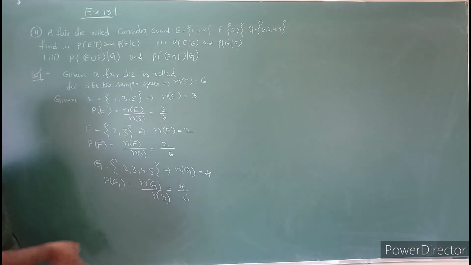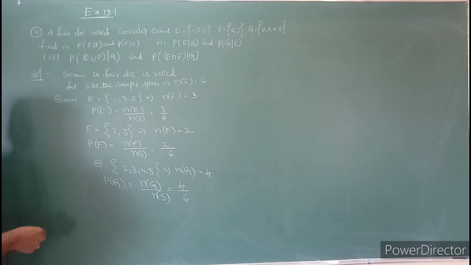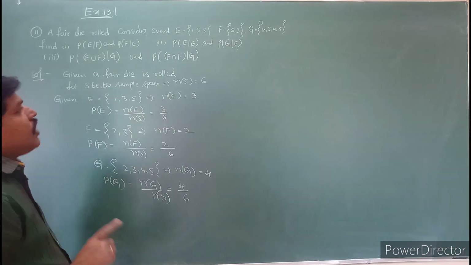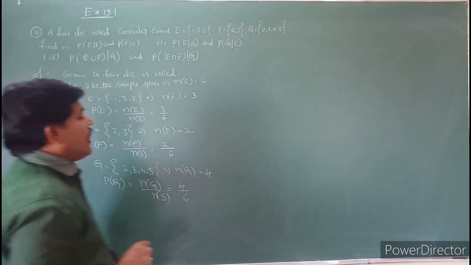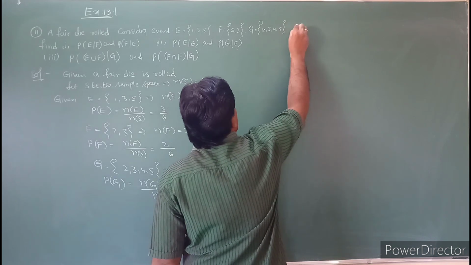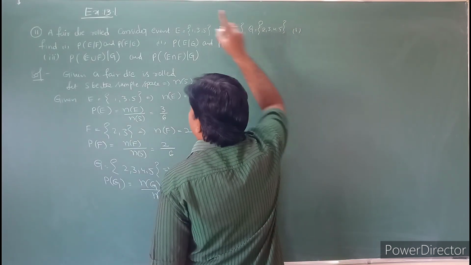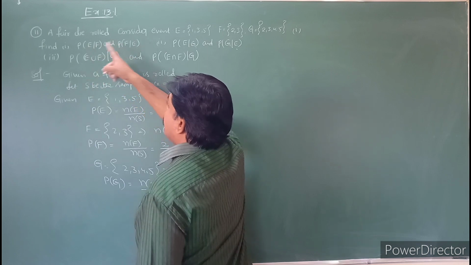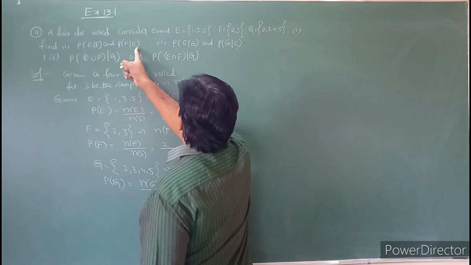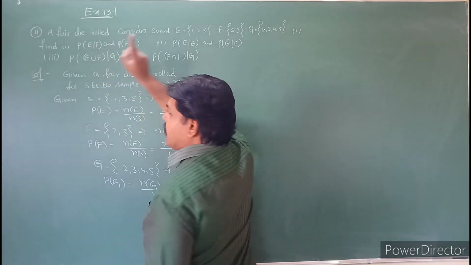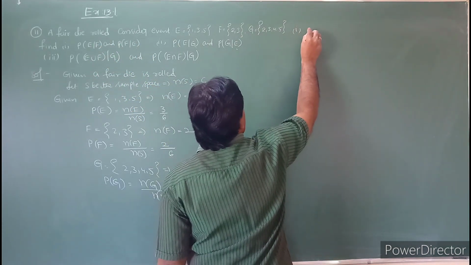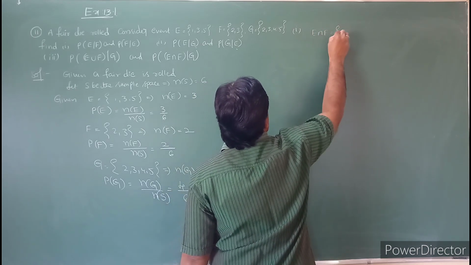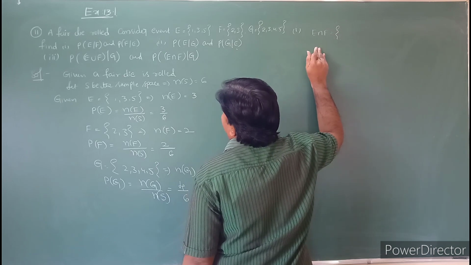So E, F and G are already given, and I have calculated the probability of E, the probability of F and the probability of G. After getting this, what is the first question? You have to calculate the probability of E given F and the probability of F given E. If you want to calculate these two, you first have to calculate E intersection F.